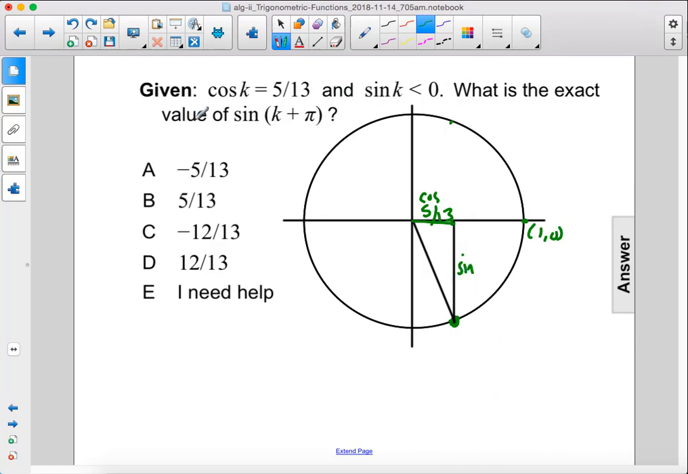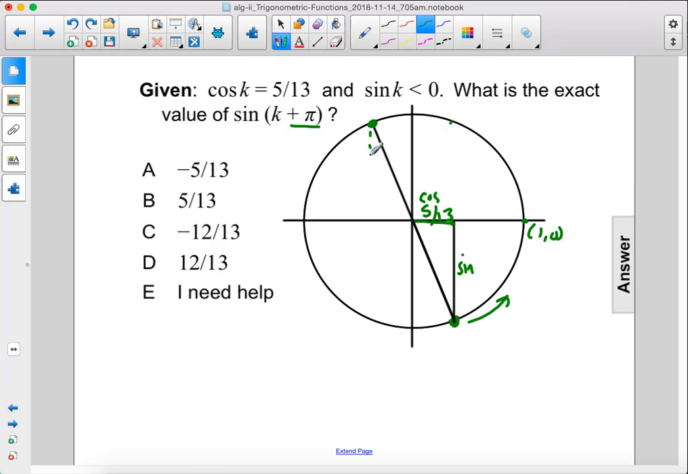Now, what is the exact value of sine of k plus pi? So to find where the new point is, k plus pi, we add pi. So we're going to go around the circle and we add pi. The point's going to be over here, half of a circle away. To find exactly where that point goes, we draw a line from the point through the origin, and it hits the unit circle right over there. So we have added pi to this point, rotate it around, and we end up here.